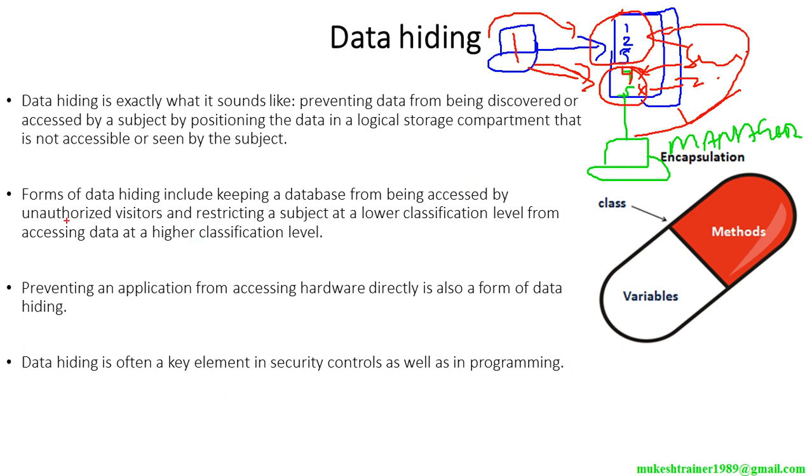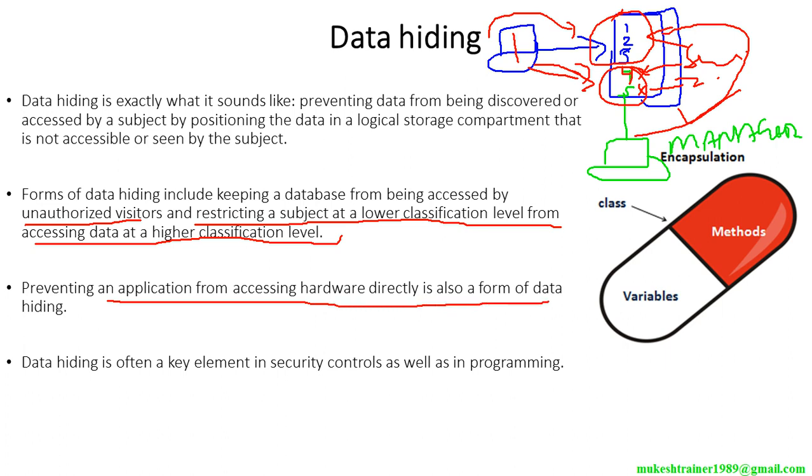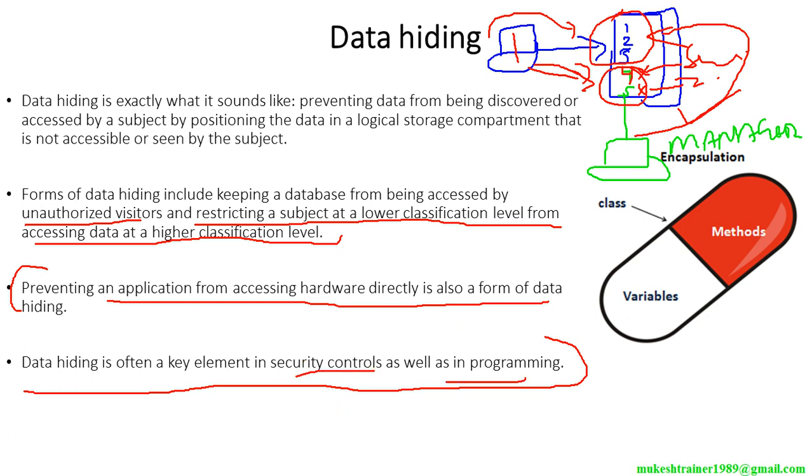So data hiding means hiding your data from unauthorized visitors and restricting a subject at a lower classification level from accessing data at a higher classification level. Preventing an application from accessing hardware directly is also a form of data hiding. Data hiding is often a key element in security control as well as in programming.